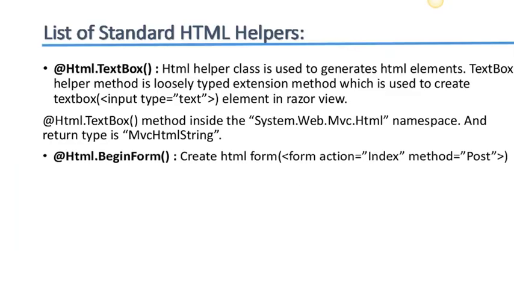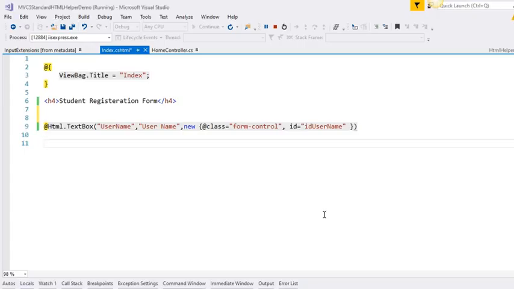So next one is the @Html.BeginForm. @Html.BeginForm is a loosely typed extension method which is used to create the HTML form, like a form tag with action equal to index and method equal to form. So if you want to create the form, then we can use @Html.BeginForm.